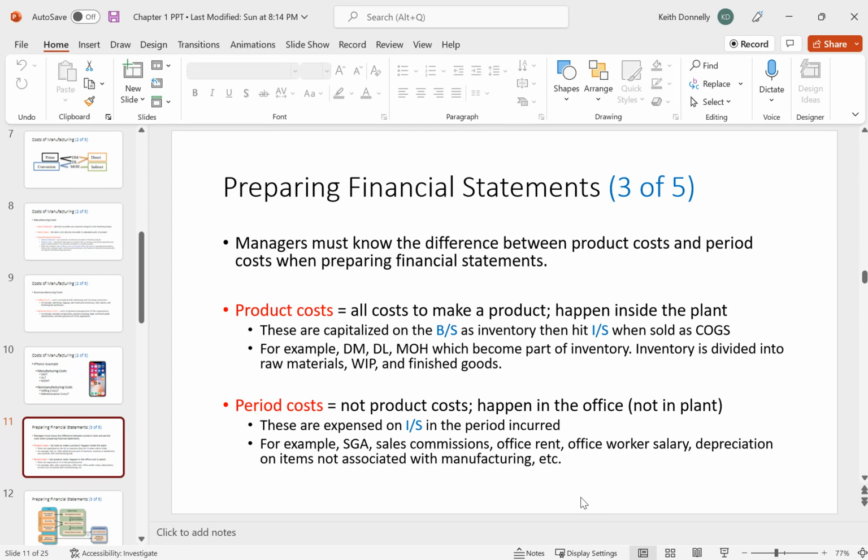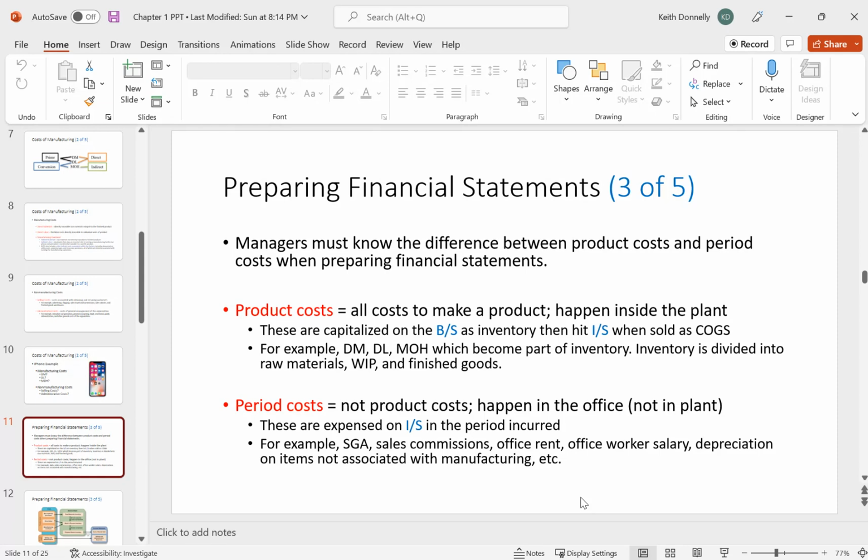Thereafter, and then, and only then, once you sell it, you take the expense as cost of goods sold. So if you buy inventory or make inventory, that goes on the balance sheet first. And then when you sell it, it goes on the income statement. When you're talking about a manufacturer, we need to distinguish, when we're preparing financial statements, the difference between our product costs and our period costs.